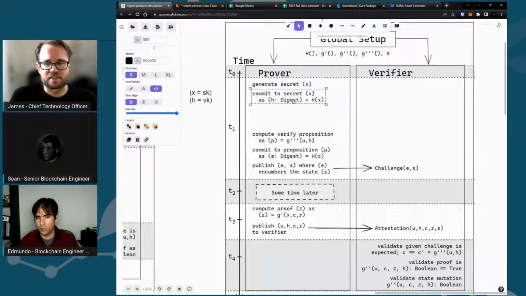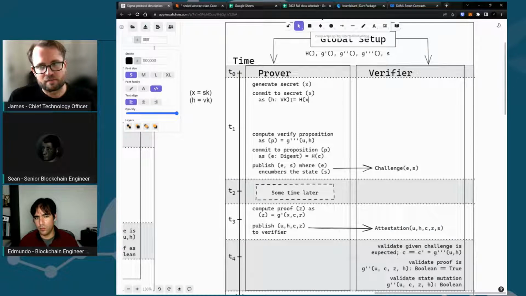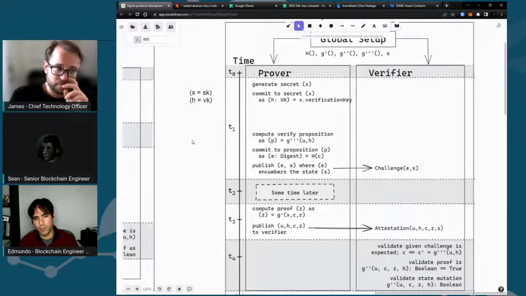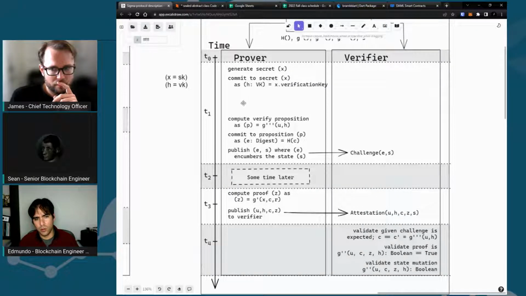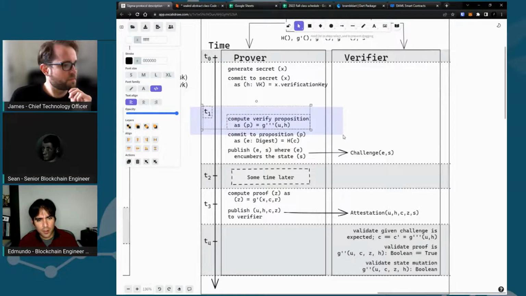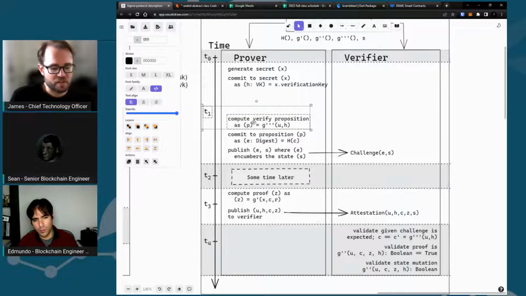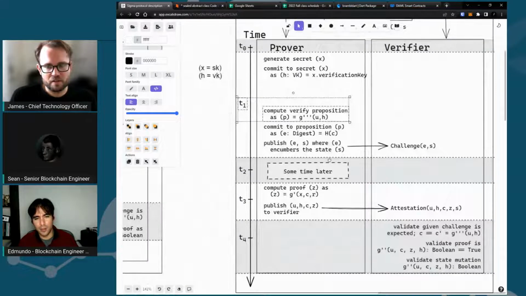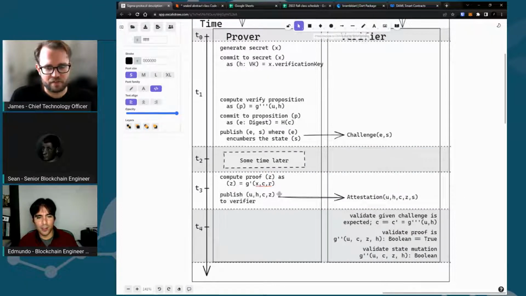Assuming that this isn't H like this. In this example that we're doing right now, it's X dot VK. Okay. Verify proposition P. So what is missing here is, where do you get the C from? The C is this P. I don't have a C. Oh, I'm sorry, you're right. E digest. I forgot to change this letter. My apologies.